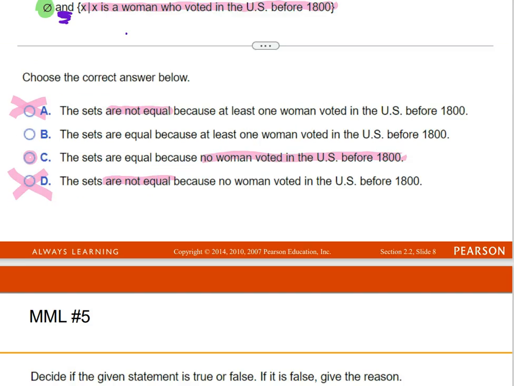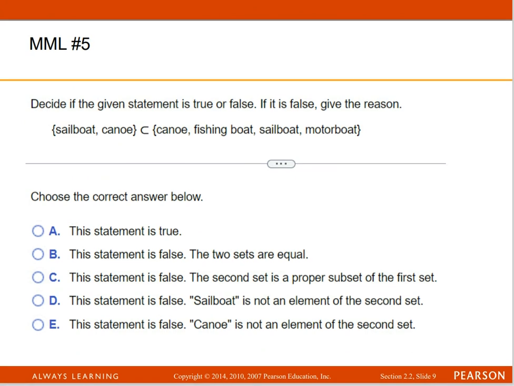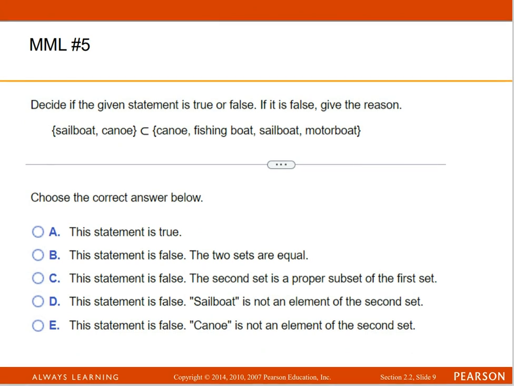All right. Number 5. Decide if the given statement is true or false. And this time we have this symbol. Now that is the proper subset symbol, which means that every element in the first set also has to be in the second set, but the 2 sets cannot be equal.